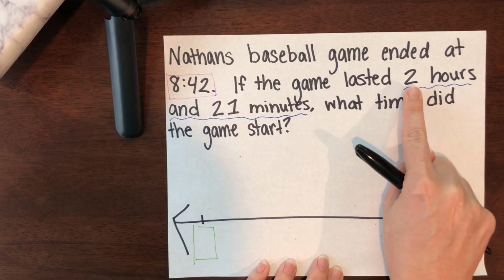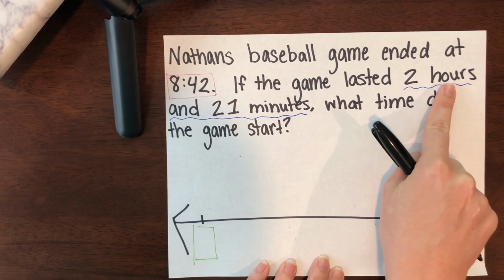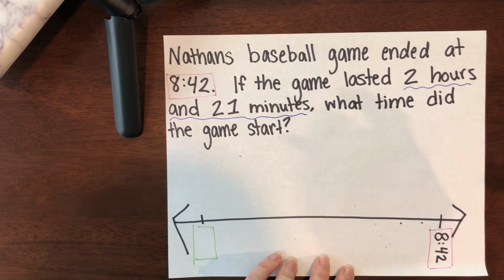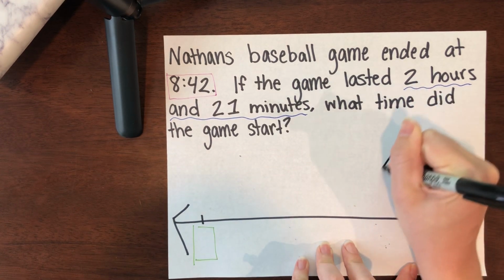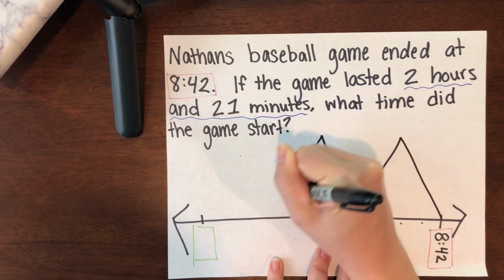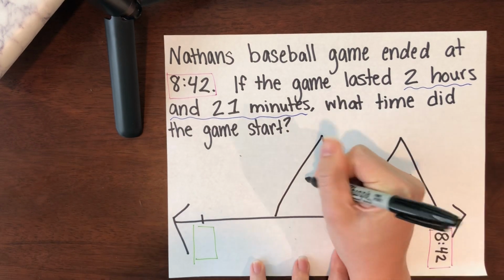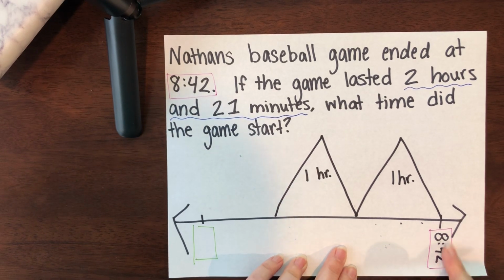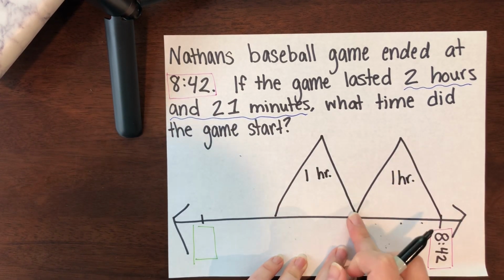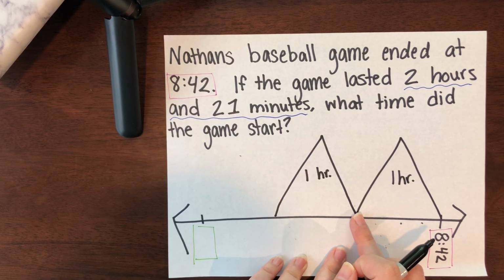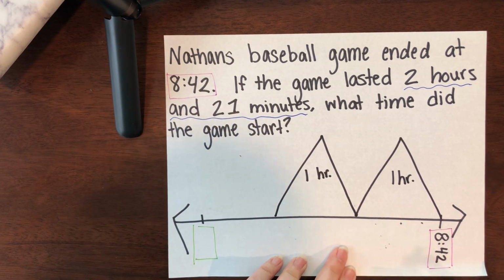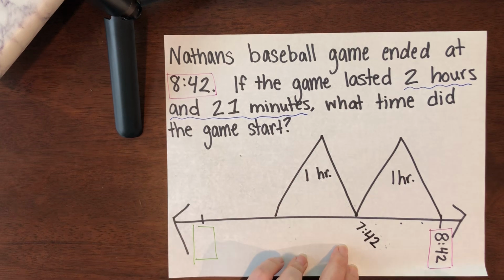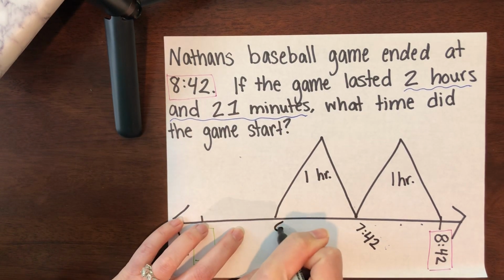So I'm going to move backwards and I'm going to start with my big numbers first. So 2 hours. I know that a mountain represents an hour. So if I was going back 2 hours, I'm going to draw one mountain and then another mountain. And I'm going to write the time in each of those. I'm also going to write the time underneath. So from 8:42, if I'm going back an hour, what time would that give me? You're right, 7:42. Now if I go back another hour, what time would that give me? Good, 6:42.